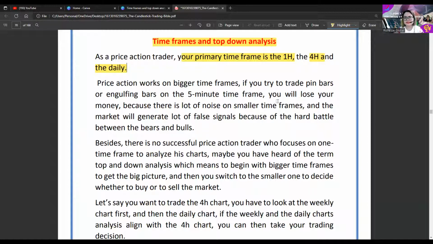If you try to trade pin bars or engulfing bars on a 5-minute time frame, you will lose your money because there is a lot of noise on a smaller time frame, and the market will generate a lot of false signals because of the hard battle between the bears and the bulls. Ibig sabihin, pag nag-price action po kayo at ginamit nyo yung 5-minute time frame, wag niyo pong gawin kasi you will lose your money. Masyadong maingay yung market sa lower time frame.